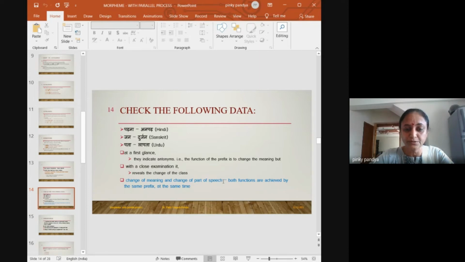Padna is a verb, but anpad is an adjective. Jana is a noun, but durjana is an adjective. Pata is a noun, but lapata is an adjective. So here we can say that the same prefix an performs two processes simultaneously. One, it changes the meaning into an antonym, and the second, it changes the part of speech from verb to adjective.